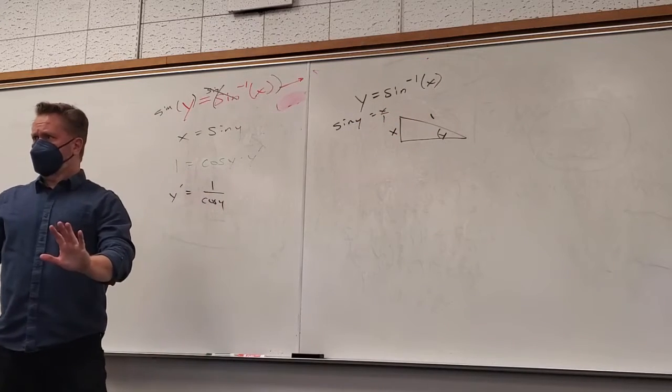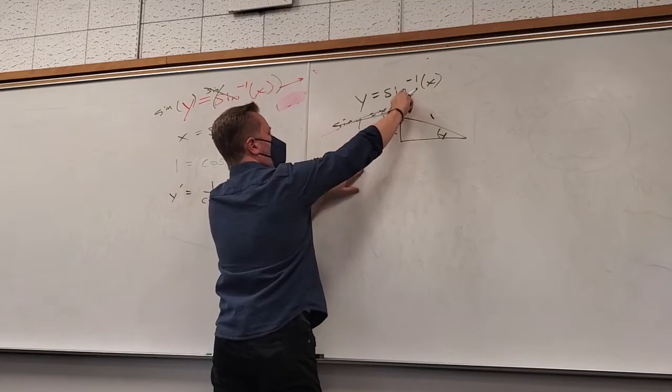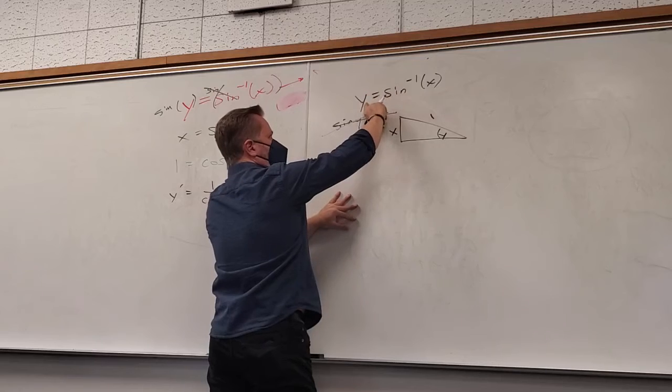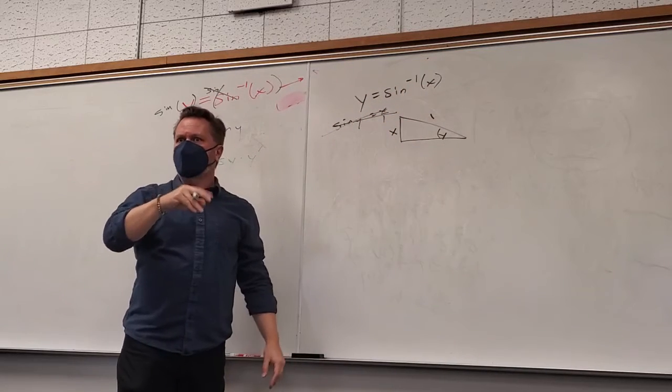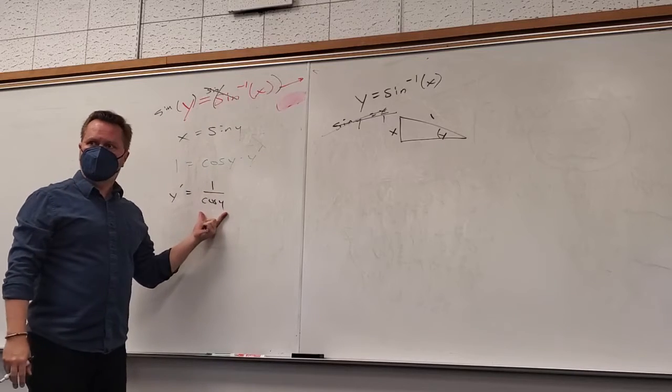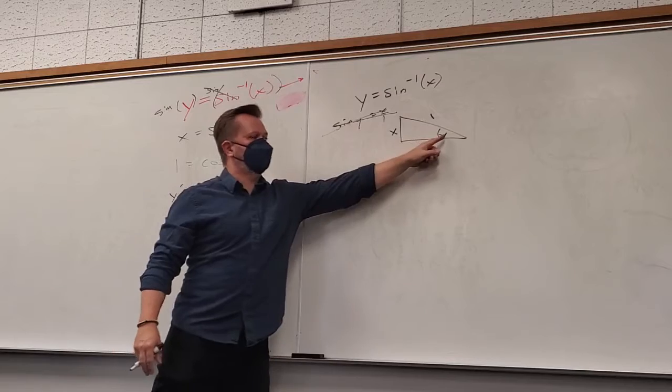I like it, right? Is that cool? So I really don't have to write this out. I can just say this is the angle whose sine is x, and then I can set up a triangle. Why am I doing that? Because I want to know what cosine y is. So what else do I need from the triangle to figure out what cosine of y is?